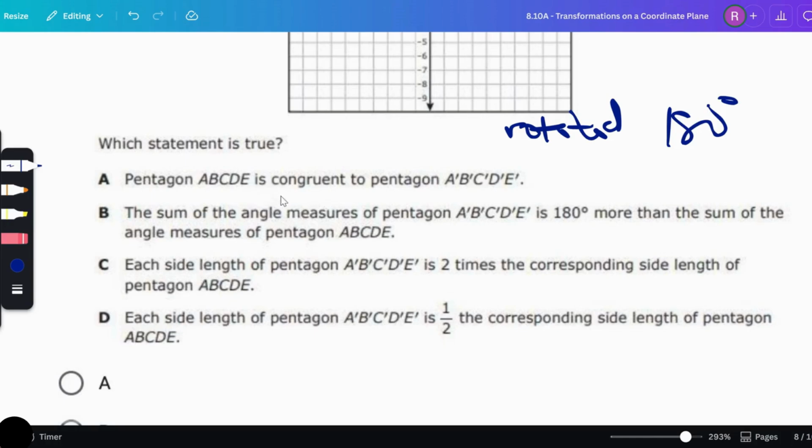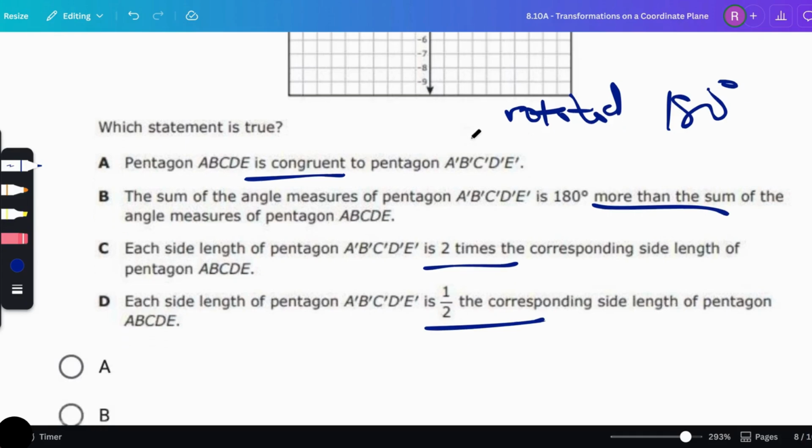Pentagon ABCDE is congruent to pentagon A prime, B prime, C prime, D prime, E prime. This one says it is congruent. This one says it is more than. This one says it is two times. This one says it is half the corresponding side. Which one do you think is true?